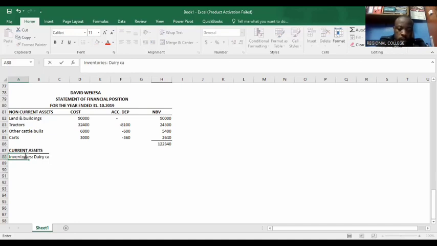They close with 54. The next one is growing maize, 2,700.